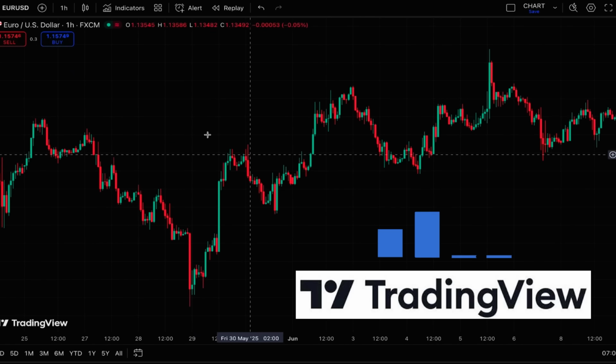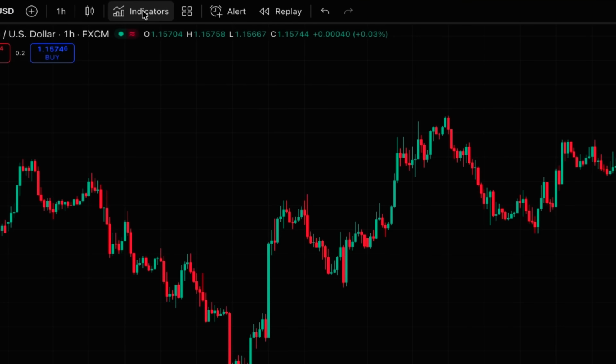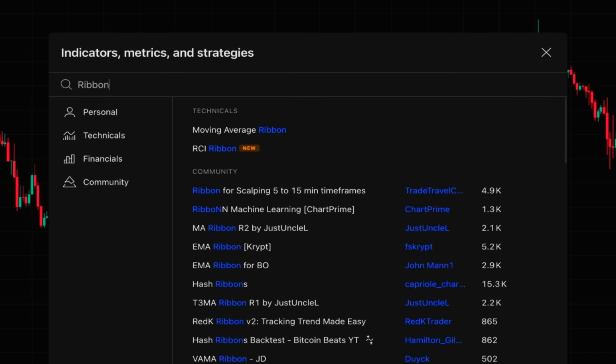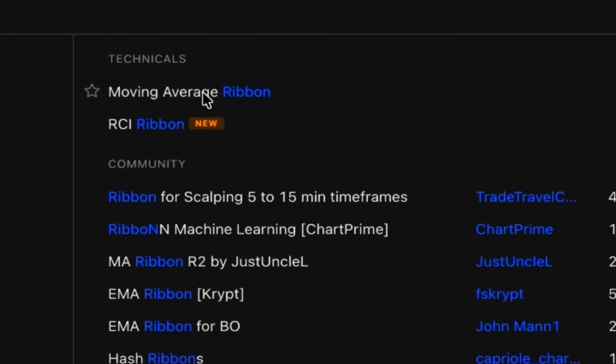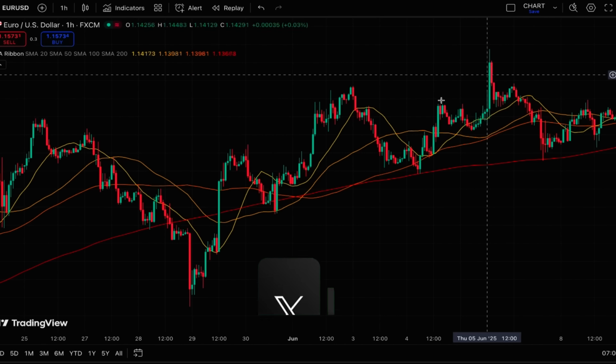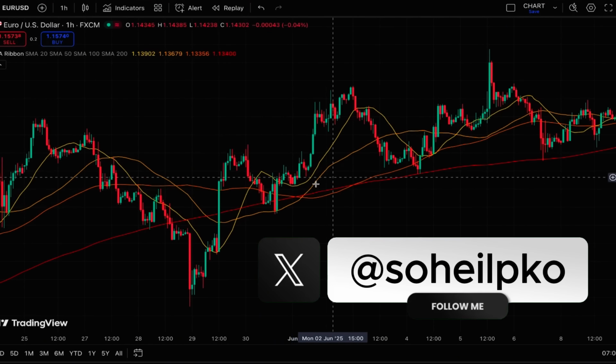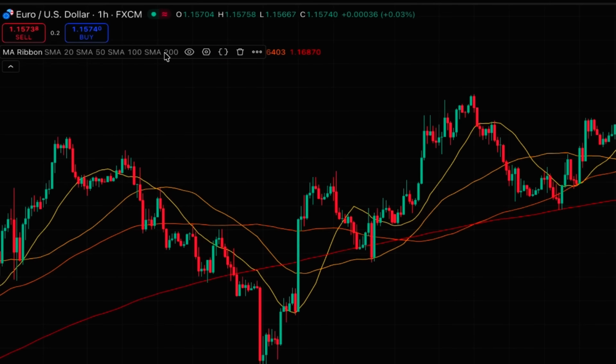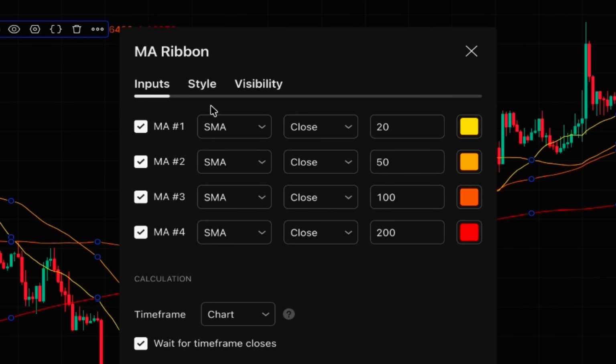Alright, on TradingView platform, here we click on indicators and we search ribbon. We add this one, moving average ribbon, which is a built-in indicator on TradingView platform. And now we need to give some special settings and combination to these moving averages. So here we go to the settings of the indicator, and here in the inputs tab, you can see that we have 4 moving averages. In our trading strategy, we need exponential moving averages.